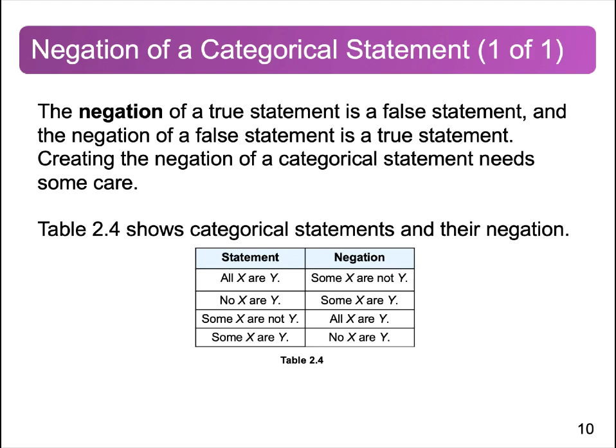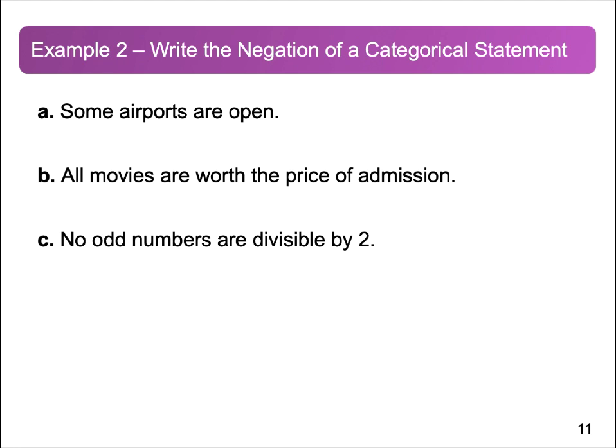Now, when we have our existential statements, some x are y and some x are not y, the negation is going to go to a universal. So some x are not y goes to all x are y, and some x are y would go to no x are y. So use that chart to help you with making these negations.